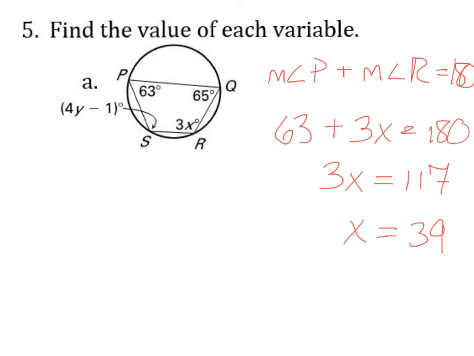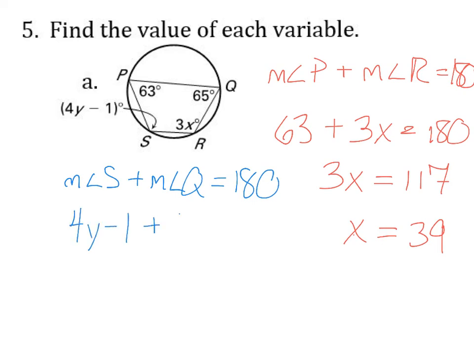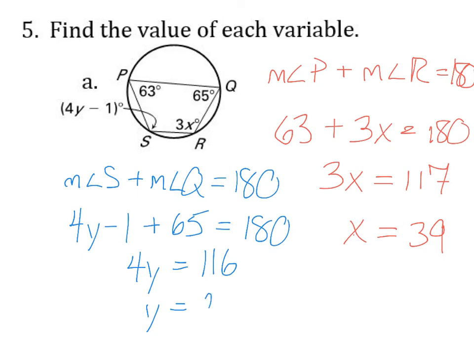39. As for my other opposite angles, so obviously that'd be angle S and angle Q, I know they're also going to add up to 180. So now I can set up the equation for those two. 4y minus 1 plus 65 equals 180. So I'll move all my constants to one side, which gives me 116. So it looks like y equals 29.